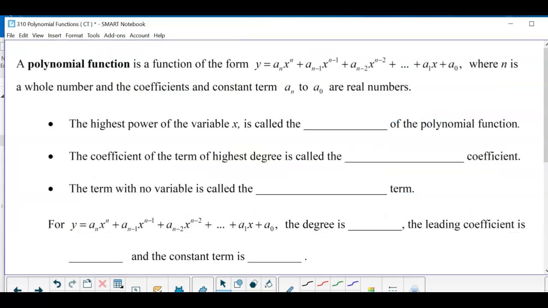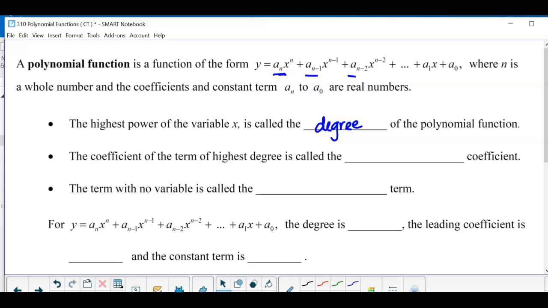So there's the general case. a sub n is the coefficient of x for the exponent n. It's just naming the different coefficients, instead of using a, b, c, etc., because we don't know how many terms there are. Okay, n is a whole number, and the coefficients and constant term, a sub n to a sub 0, are real numbers. The highest power of the variable x is called the degree of the polynomial.